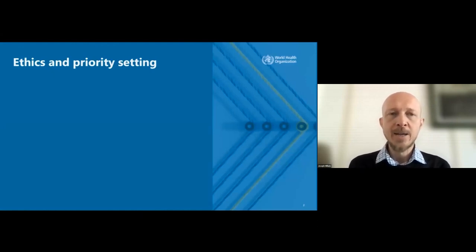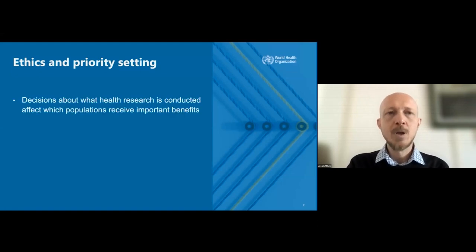I'm going to start by taking a step back and thinking about why ethics is relevant to research priority setting in the first place. Priority setting, as Katherine explained, is about making decisions regarding what health research is going to be conducted, or at least making recommendations about what health research should be conducted. But those decisions ultimately affect which populations receive important benefits.